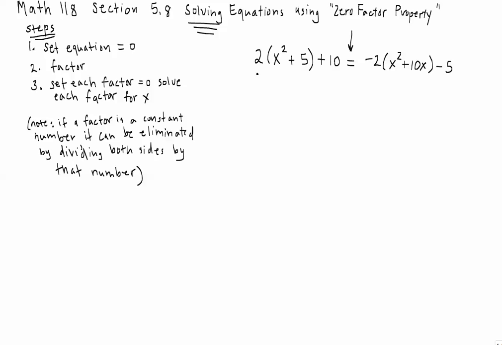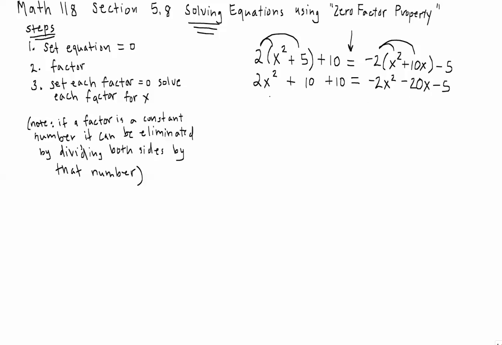Before you can do that, you actually need to simplify each side. With this 2 in front of the parentheses, that means to multiply it, or distributive property. So you need to multiply both of the terms inside the parentheses by 2. Gives you 2x squared plus 10. That plus 10 was already there. And I'm also going to simplify the right-hand side the same way, distributing that minus 2 through, multiplying both terms by minus 2, which gives me minus 2x squared minus 20x minus 5.